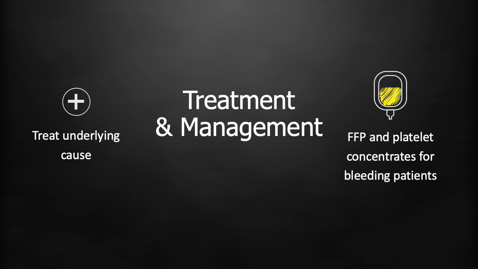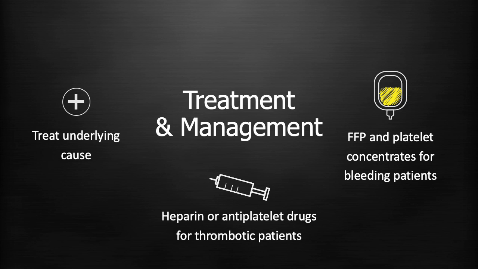The treatment of bleeding patients is different from thrombotic patients. Bleeding patients can be given supportive therapy with fresh frozen plasma and platelet concentrates as indicated in patients with dangerous or extensive bleeding. If clotting factors or platelets are consumed, they may need to be replaced. This can be done with transfusions of fresh frozen plasma, cryoprecipitates, or platelets. On the other hand, the use of heparin or antiplatelet drugs to inhibit the coagulation process is considered in those with thrombotic problems.